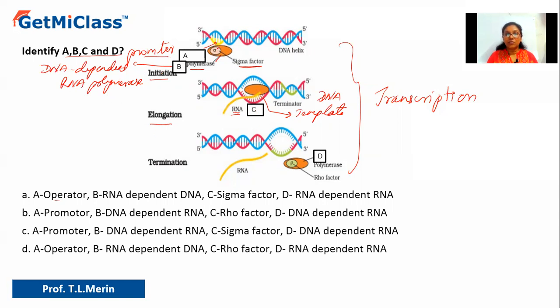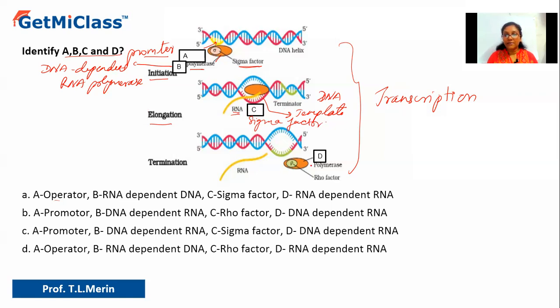So now C. Rho factor initially binds and then further, not Rho factor, sigma factor. Sigma factor binds to the promoter and further it will come out. Once it begins its synthesis and elongation occurs, then it is not needed anymore. Its work is done. So this C is nothing but the sigma factor. It moves away. So this is A, this is B, and this is C, sigma factor.